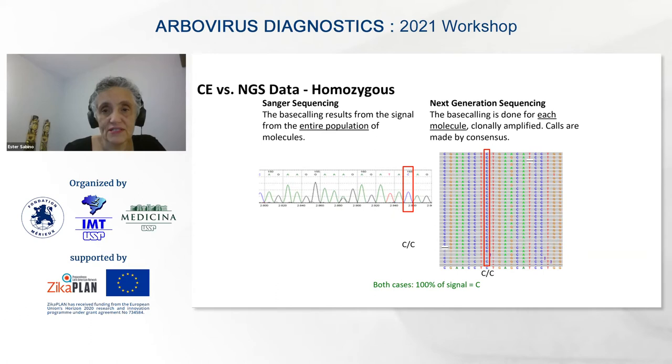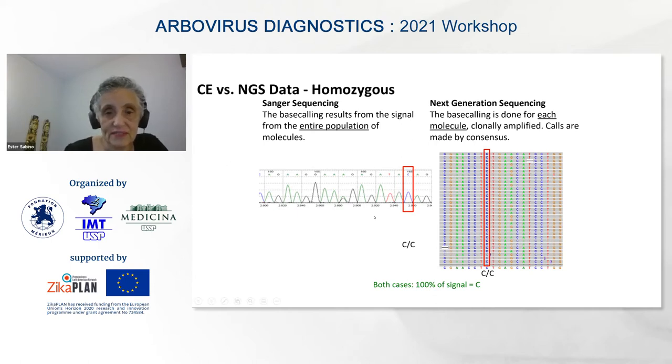The change is mainly that instead of doing a bulk PCR where you sequence the entire population in one run, in next generation sequencing you do parallel sequencing of many molecules. And here I just show the main difference.